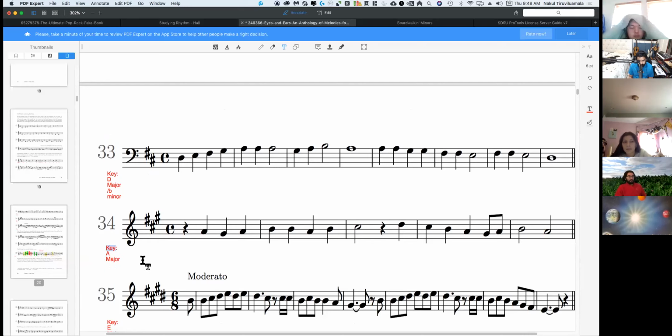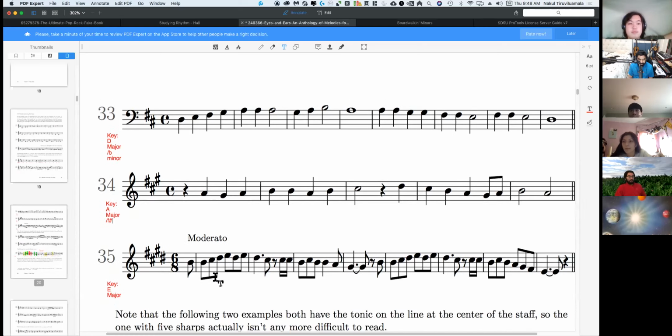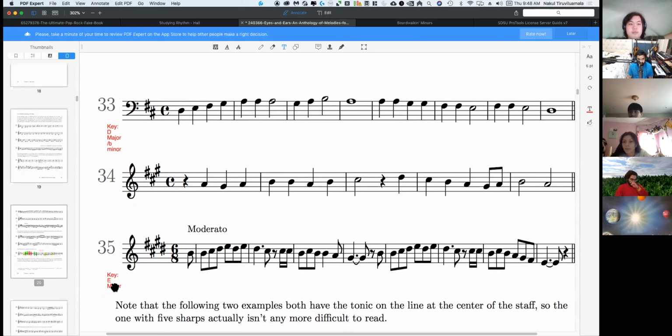And then what's a minor third below A major? Or a minor third below A? Minor third below A. Well, F sharp. F sharp. Absolutely. Okay. So a minor third below E.